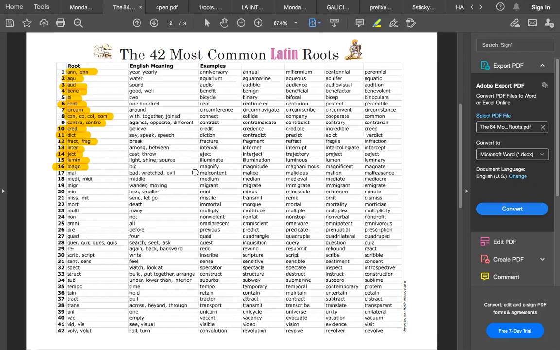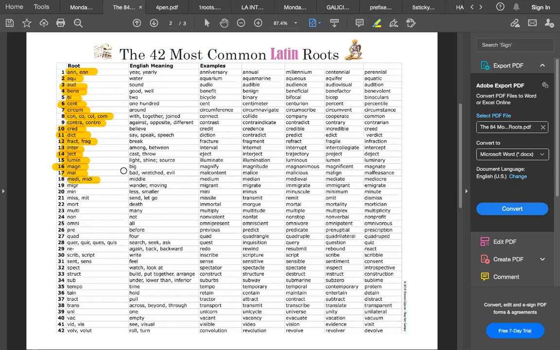Lumen has to do with light or shining, so illumination, lumen, luminary. Magna means big, so magnify means to make bigger. Magnitude is how big something is. Magnanimous means really, really big. Magnificent is something great or amazing. Mal means bad, so malcontent, malice, malicious, malign. Malfeasance.